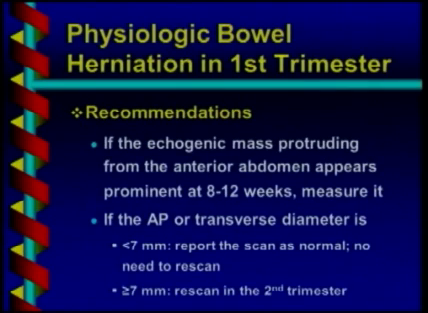So this gives us a clue as to what our recommendations should be, and they're shown here. If you see an echogenic mass protruding from the anterior abdomen and it appears prominent at 8 to 12 weeks, measure it. And if the measurement, either anteroposterior or transverse diameter, is less than 7 millimeters, just report the scan as normal and no need to rescan, like in the case that I showed you a slide or two ago. On the other hand, if it's greater or equal to 7 millimeters, then it may be an omphalocele and she should be rescanned in the second trimester to rule out omphalocele.